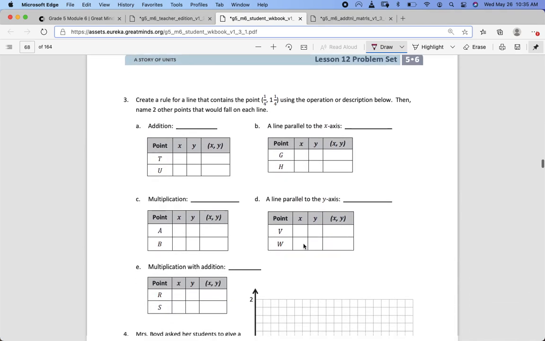Number 3, create a rule for a line that contains the points 1/4 and 1 1/4 using the operation or description below. Then name 2 points that would fall on each line. Okay, so addition. Well, that's okay. Y equals x plus 1. Right? Because we've got 1/4 and 1 1/4. So if I did 2, x could be 2 and y would be 3. If x was 3, y would be 4.